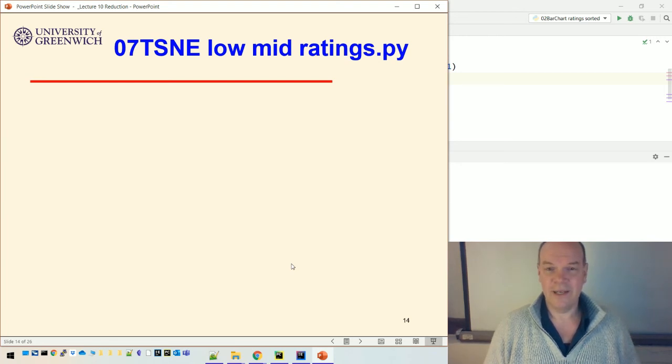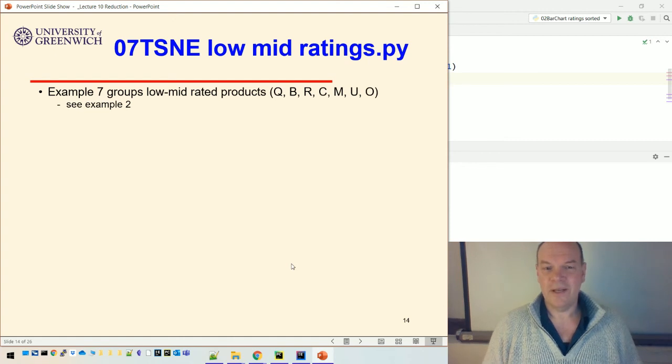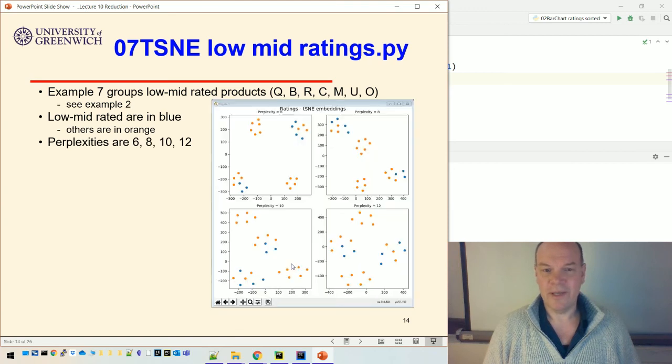So let's try it and take the low-mid ratings. These are products that are not low rated, but mid rated, in the lower half of the middle. Going back to example 2, it's the second quartile of the bar chart. We'll show them in blue and we'll show the others in orange and use the same perplexities. Okay, but now it hasn't worked. If I take those low-mid rated products, the blue ones, they get split up. Some of them get put over here in this cluster and some of them get put over here in this cluster. Same for perplexity 8, some of them are in this cluster, some in that one. Same for 10 and 12.